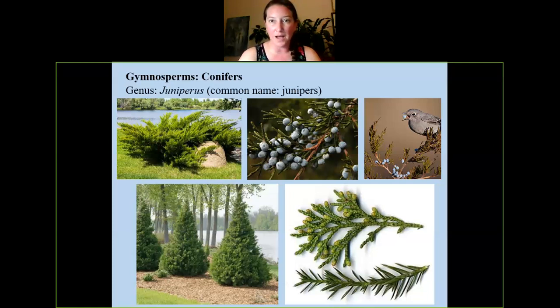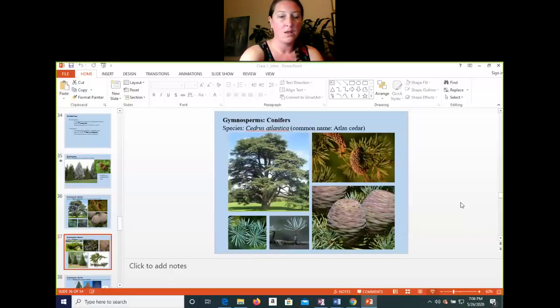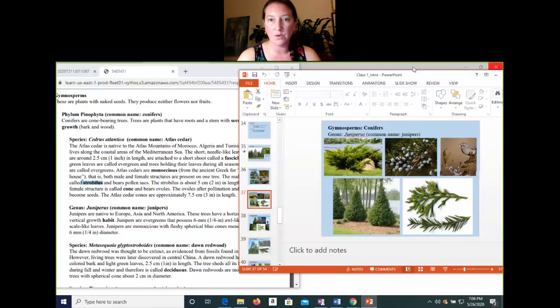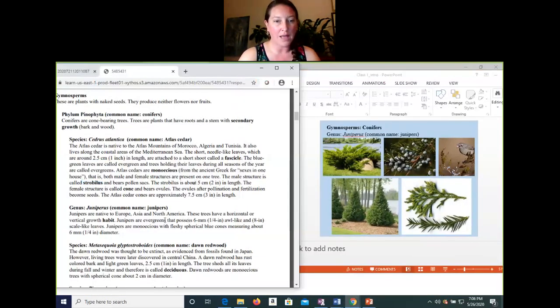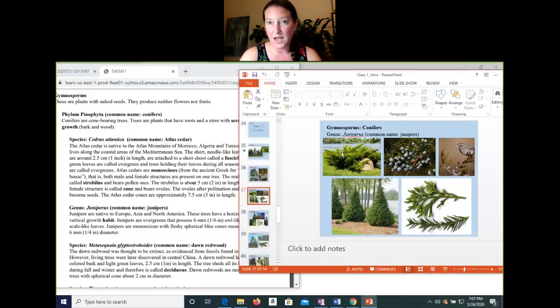All right, if we look back to our lab manual, it says junipers are native to Europe, Asia, and North America. The trees have a horizontal or vertical growth habit. Habit means form. You can see in the slide here, on the top left is that horizontal form, and on the bottom left is that vertical form.